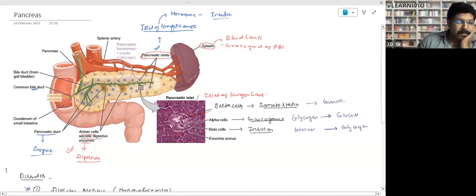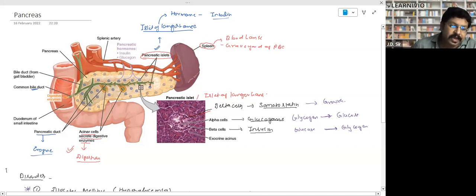This is the pancreas. Pancreas has two kinds of cells: pancreatic islets, and the islets of Langerhans. Look, the islets of Langerhans are just the endocrine part. They secrete a hormone, and the name of the hormone is insulin. Pancreatic islets are called islets of Langerhans, right? And as we discussed, they secrete insulin.